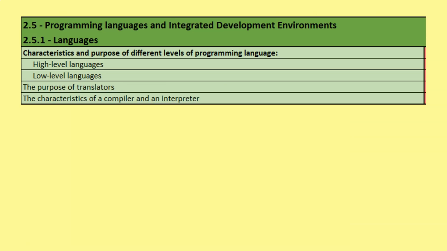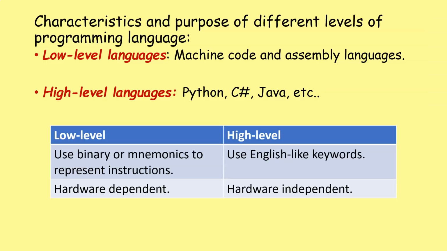2.5, Programming Language, Integrated Development Environments, starting with languages. Low-level languages means machine code and assembly language. High-level language, more human-readable like Python, C#, Java, etc. Low-level languages use binary for machine code or mnemonics for assembly language to represent instructions, whereas high-level languages use English-like keywords: print, input, while. Low-level languages are hardware dependent. The instructions are specific to that CPU architecture, whereas high-level languages are hardware independent. The language looks the same and has the same instructions no matter what system it's running on.